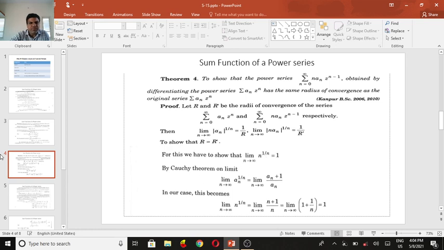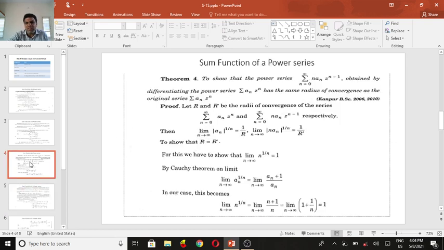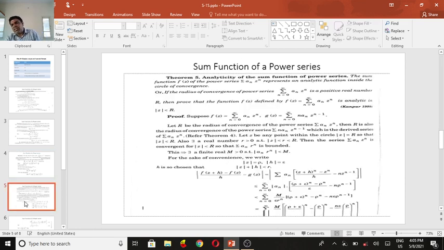We can come to one more theorem here. One way is to show that r is equal to r dash, which we saw. Now we come to the statement that this function is analytic. The sum of the power series, the function f of z equal to summation an z^n, represents an analytic function inside the circle of convergence. The same statement can be said in another way.